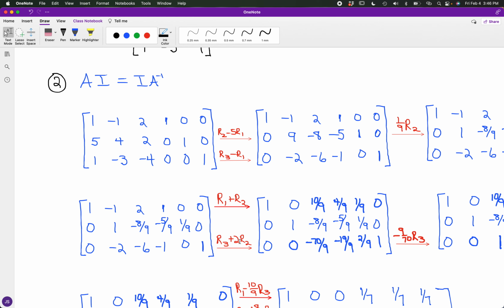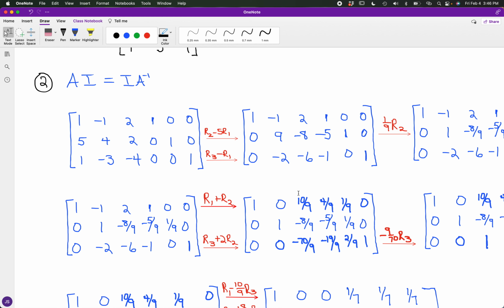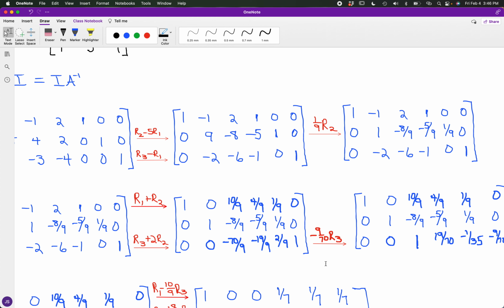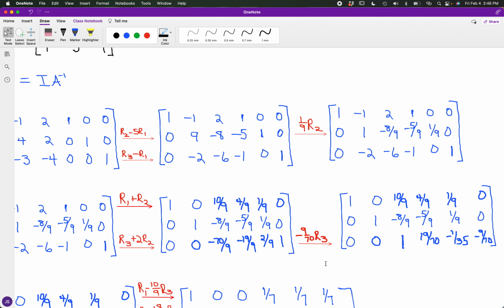Okay, with this configuration, I've got the second column at 0, 1, 0, alongside the columns 1 0 0 and 0 1 0. Now I want the third column to be 0 0 1 in order to get to the reduced row echelon form. So the negative 70 ninths I can convert to 1 upon multiplying the third row by negative 9 over 70. In other words, multiplying by the reciprocal.